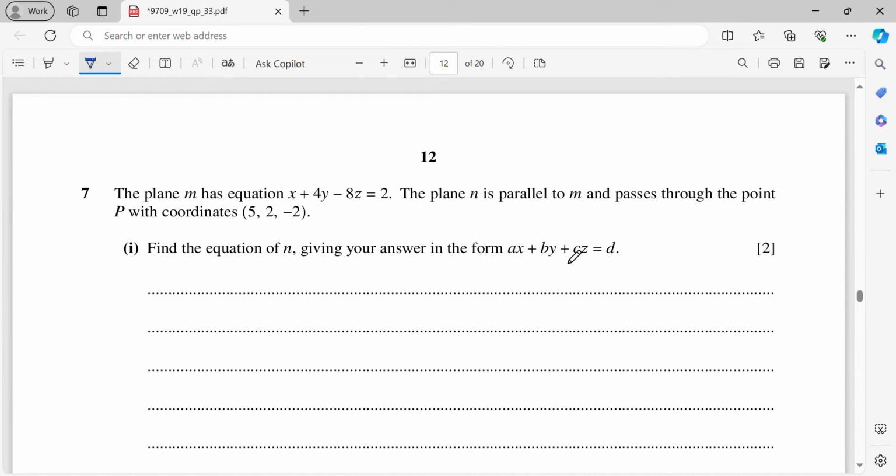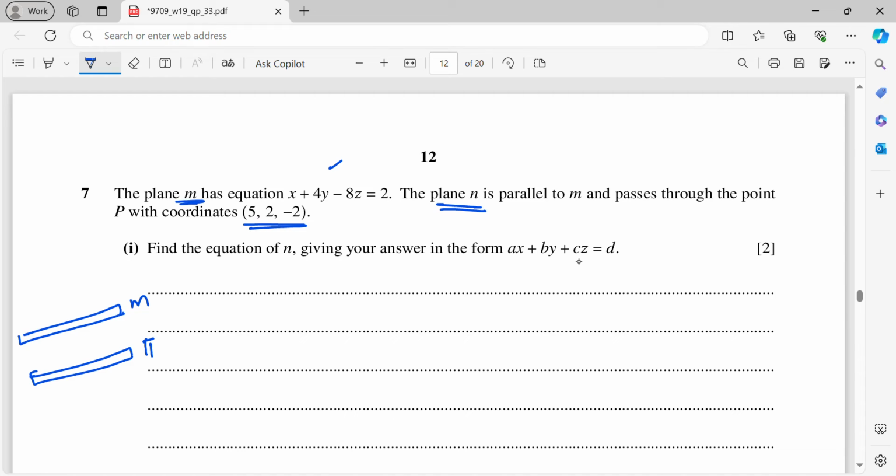Okay, so for question number 7, the plane M has equation x plus 4y minus 8z equals 2. The plane N is parallel to M and passes through the point P with given coordinates. Find the equation of N, giving the answer in Cartesian form. So basically, these are your M and N, two planes.